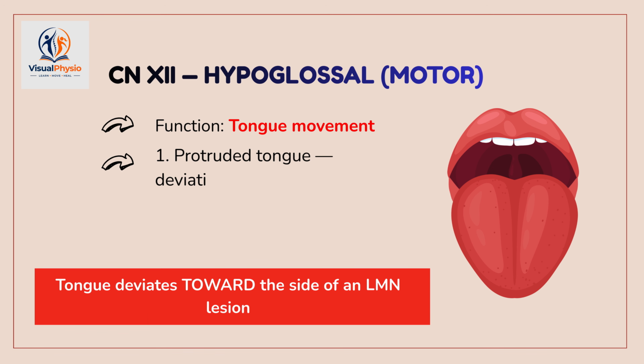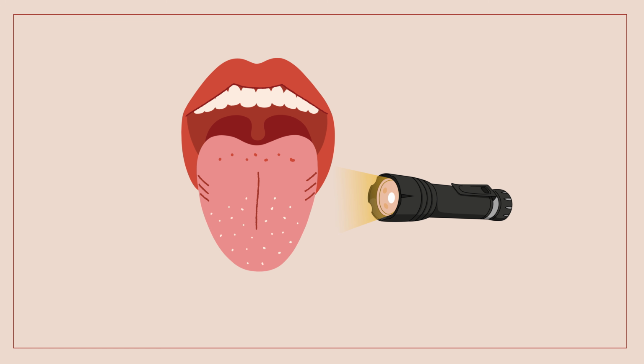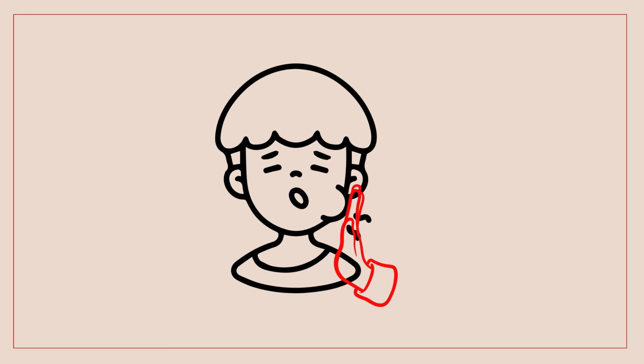Finally, we have cranial nerve 12, the hypoglossal nerve. Cranial nerve 12 is primarily a motor nerve supplying the muscles responsible for tongue movement. First, ask the patient to open their mouth and protrude their tongue and observe: is it midline? Does it deviate? Is there wasting? Are there fasciculations? Then ask the patient to move the tongue from side to side. We can also assess tongue strength by asking the patient to push their tongue against the inside of the cheek while we provide resistance from outside.